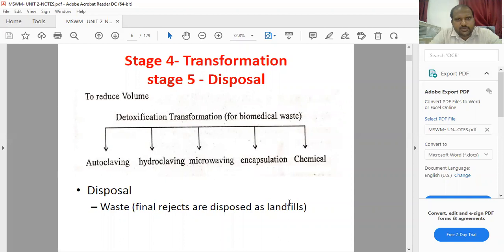Next, stage 4 is transformation and stage 5 is disposal. To reduce volume and decontamination, transformation for biomedical waste includes autoclaving, hydroclaving, microwaving, incineration, and chemical treatment. The next one is disposal. The final rejects are disposed of as landfills.